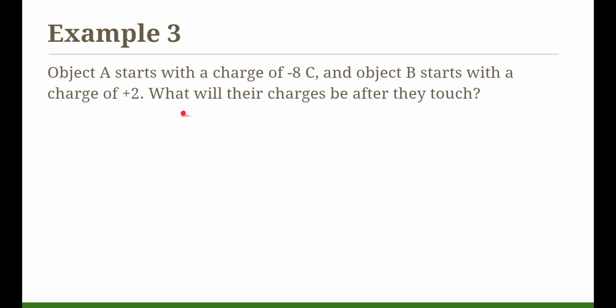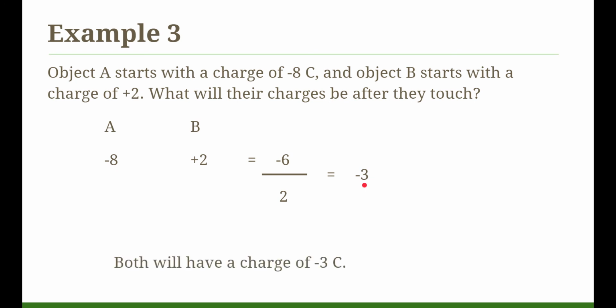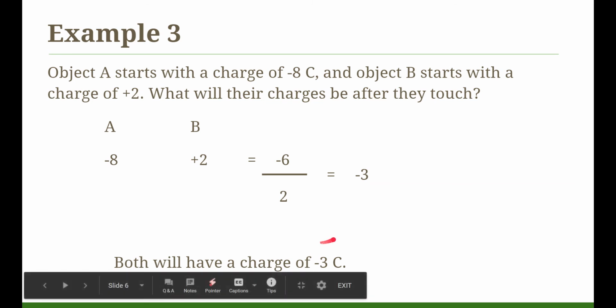This time we can do it just in a word problem. Object A starts with a charge of -8. B starts with a charge of +2. What will their net charges be after they touch? Here we just look at our charges again. So we have -8 and +2. That's a total of -6. And then we just divide that by 2 to get the average net charge here. So they're both going to end with a charge of -3. So both have a net charge at the end of -3.